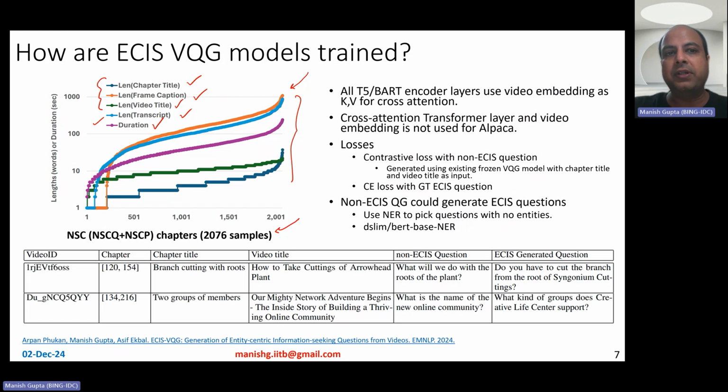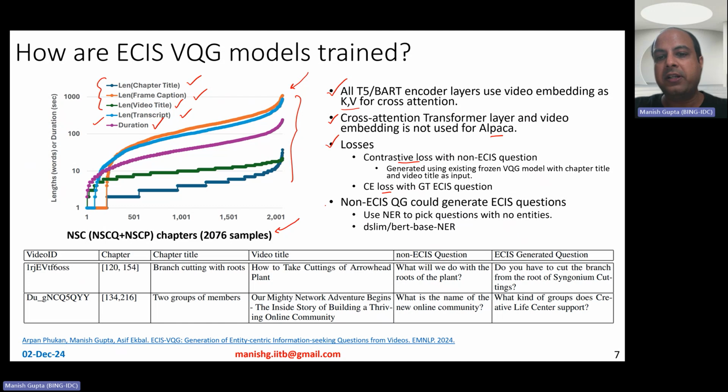Now, all of our T5 and BERT models, their encoder layers basically have video embedding as keys and values for cross attention, and they use the text part for the queries themselves. Cross attention transformer layer and video embedding are not applicable to Alpaca because we don't train it in that sense. Losses: as I mentioned on the previous slide, we use two losses: contrastive loss with non-ECIS questions and cross-entropy loss with the ground truth ECIS question.